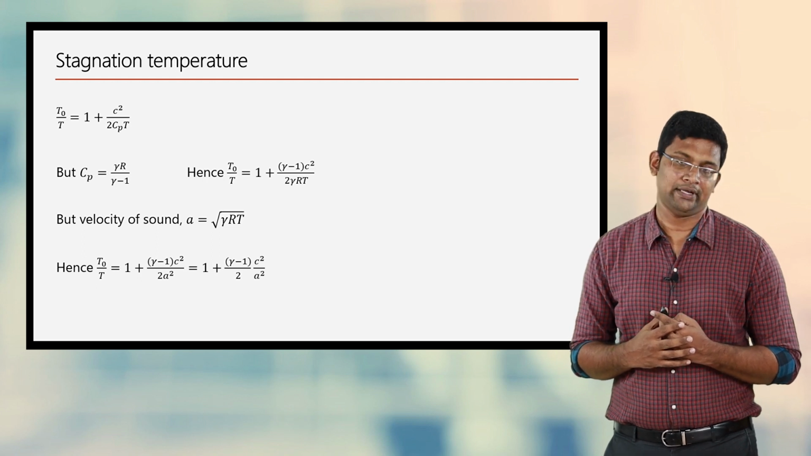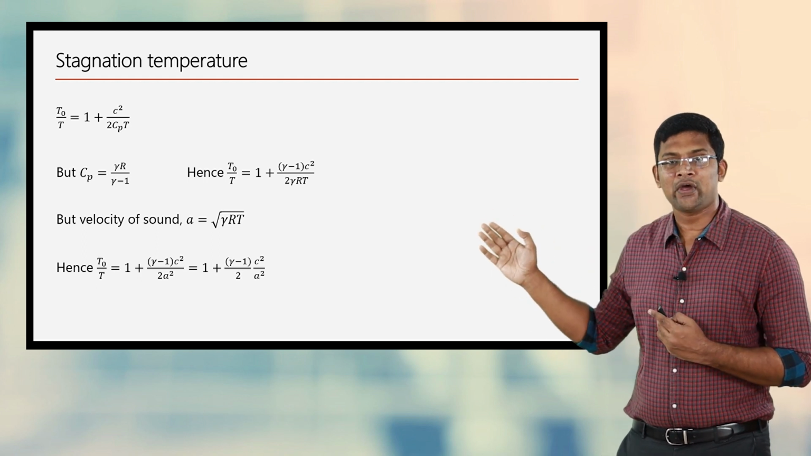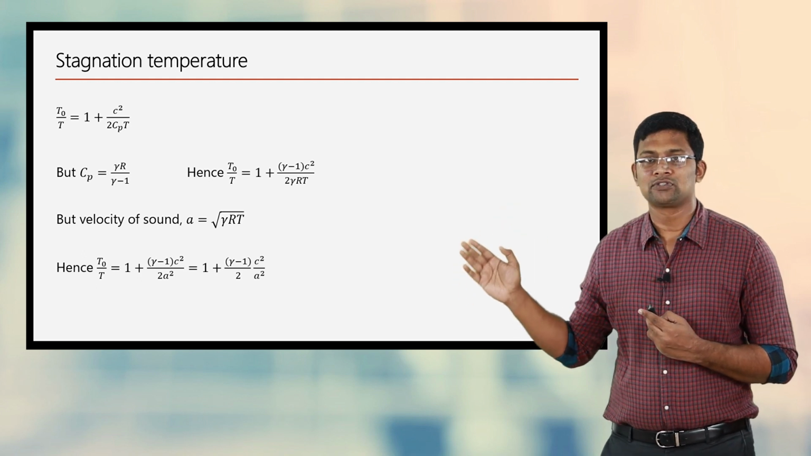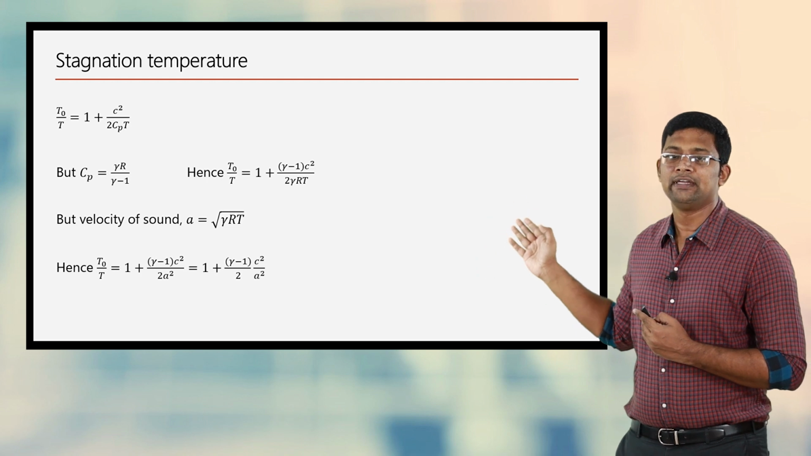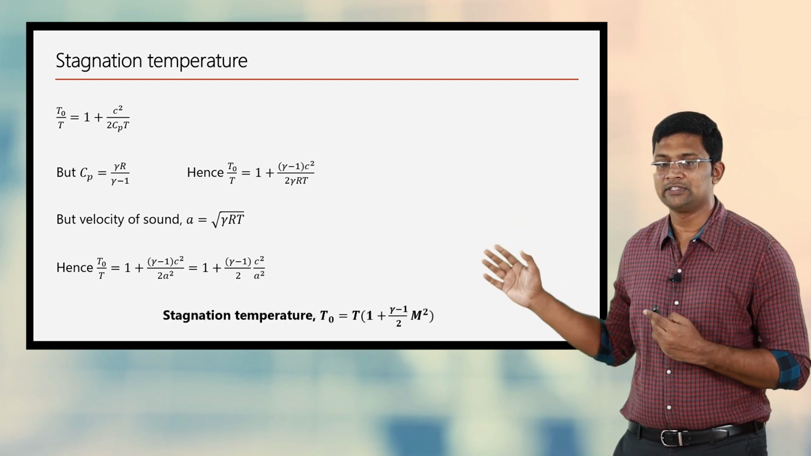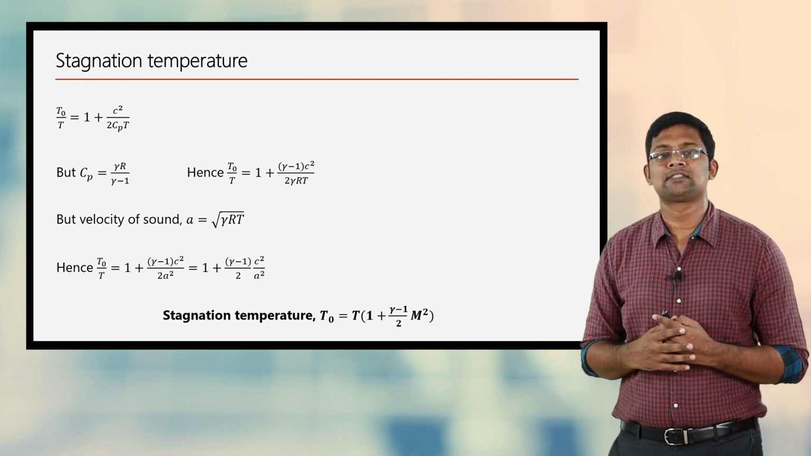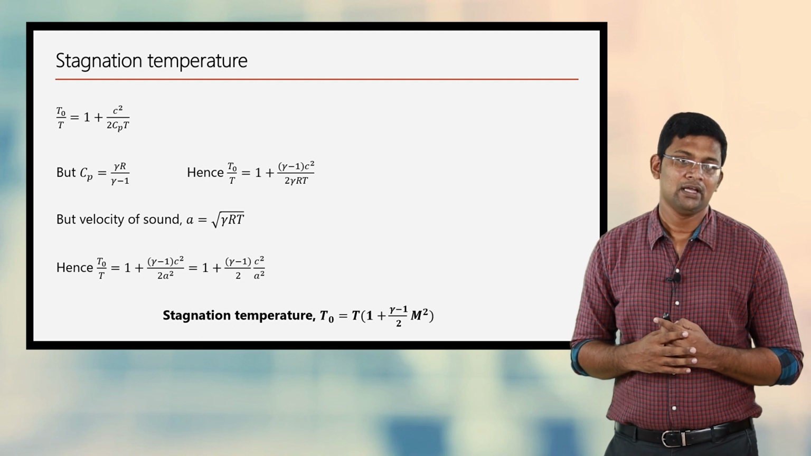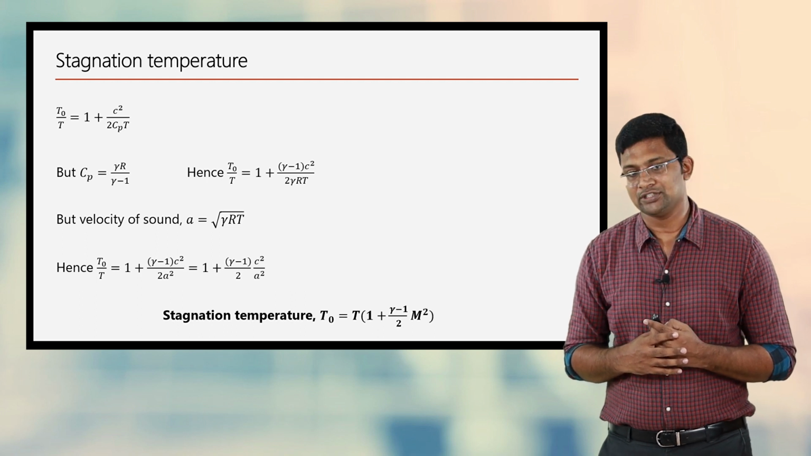But C square by A square, you know C by A is equal to the Mach number m. So C square by A square is equal to m square. And the expression for stagnation temperature T0 is equal to T into 1 plus (gamma minus 1) by 2 into m square. So that's about the stagnation temperature.